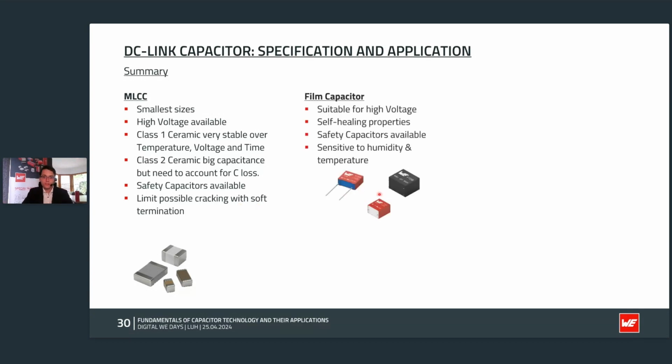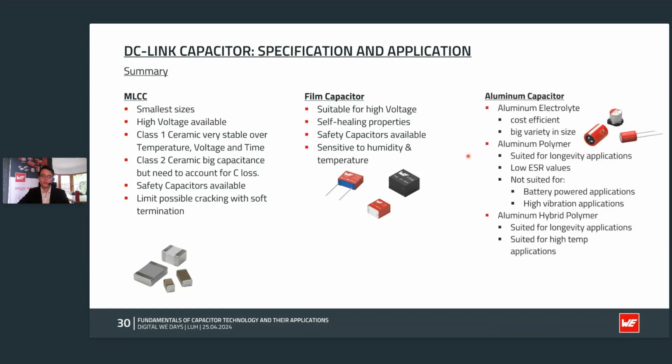If we talk about film capacitors, they are very suitable for high voltages. They have self-healing properties, but it's important for these types to think about humidity and temperature when selecting these parts. If we talk about aluminum capacitors in general, we can distinguish between electrolytic, polymer and hybrid polymer. Electrolytic are the most cost efficient. We have big varieties in sizes.